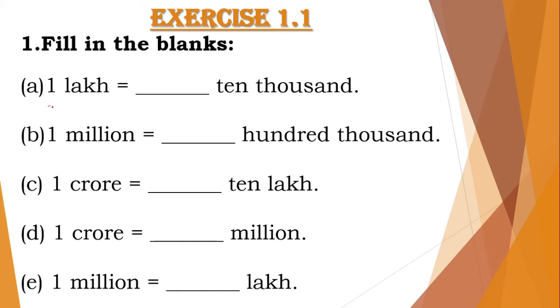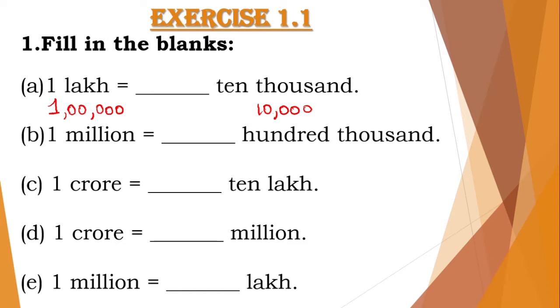So 1 lakh, first we will write 1, and for 1 lakh there are 5 zeros. So we will write 5 zeros next to 1. So this is 1 lakh. Now let's write 10,000. So first we will write 1 and 10,000 has 4 zeros. So we will add the 4 zeros. So like this we write 10,000.